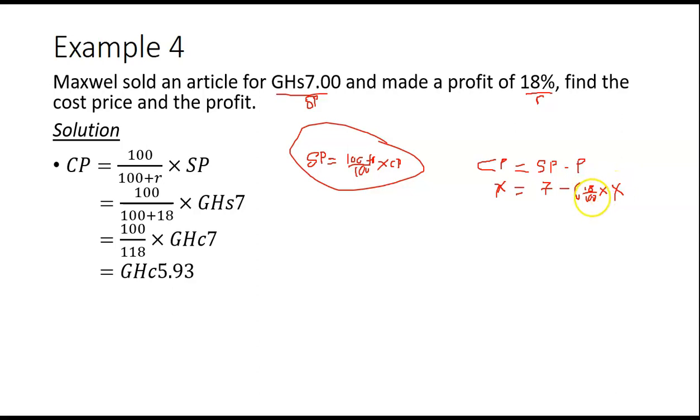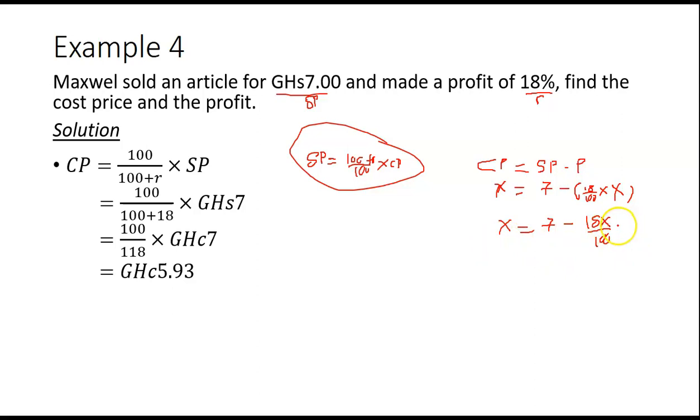18 times X. 18 over 100 times X, isn't it? So that will give us X is equal to 7 minus. Now 18 over 100 times x gives you 18x over 100. What we are aiming at is making x the subject. Do you get it? So if you multiply through by 100, 100 is the LCM, isn't it?